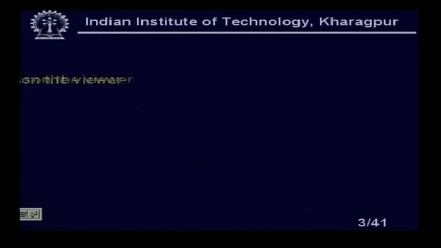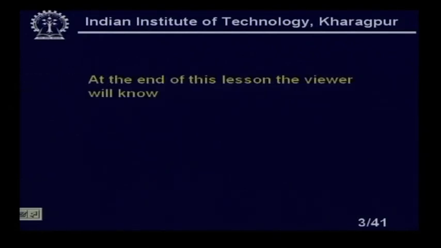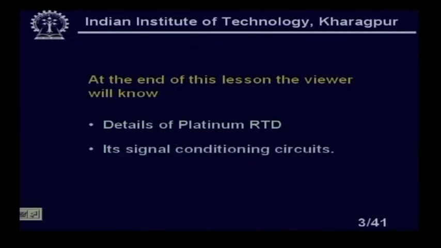So, at the end of this lesson, the viewer will know details of the platinum RTD, its signal conditioning circuits, and its construction. Most important are the circuits, which are not big, because from the user's point of view, we will get the resistance temperature detector ready from the market, but we must know how to use it, how to make our signal conditioning circuitry, so that lead wire errors and other possible errors can be minimized.